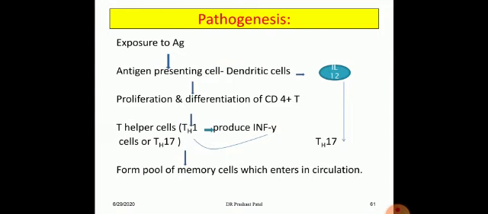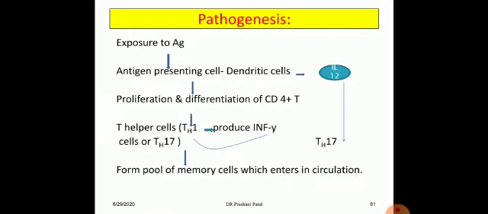Pathogenesis. So here in pathogenesis, it includes exposure to antigen. The antigen is captured by antigen presenting cells, mainly dendritic cells, and this dendritic cell, after binding with this antigen, undergoes proliferation and differentiation, and it activates the CD4 plus T cells.